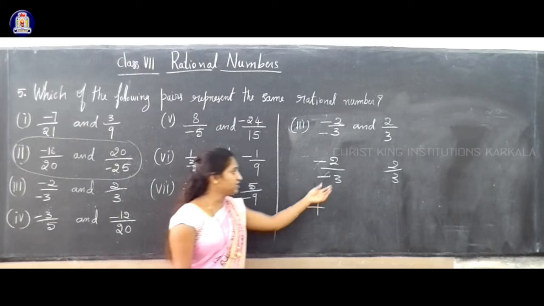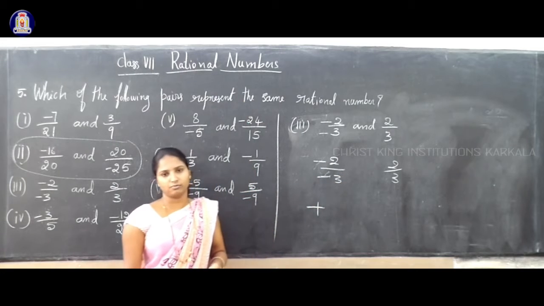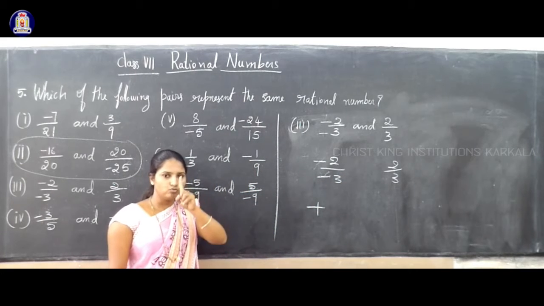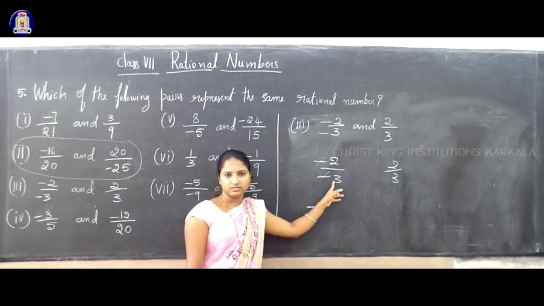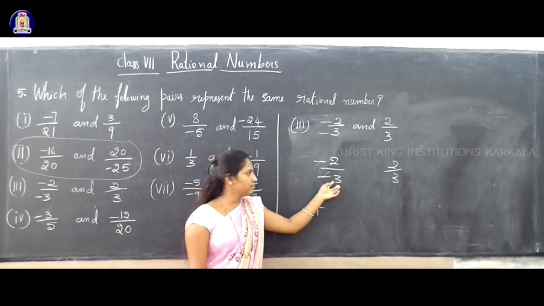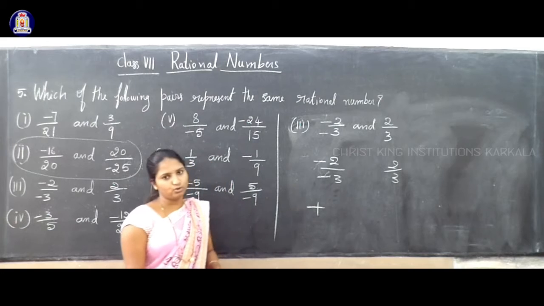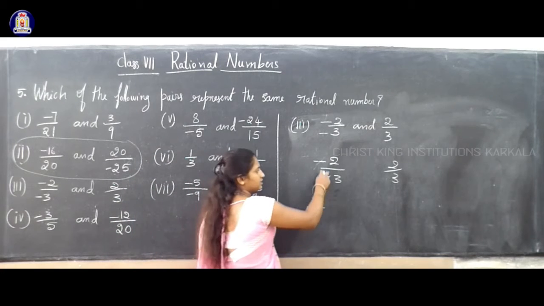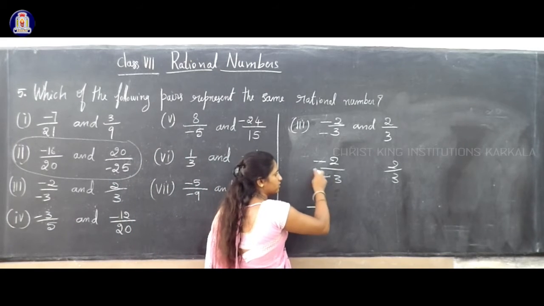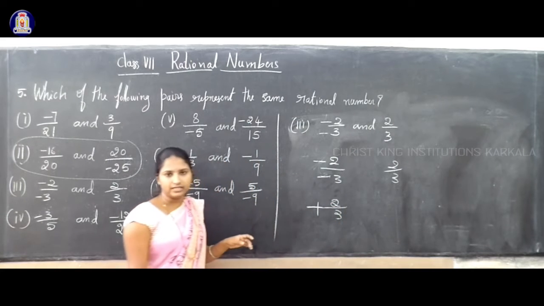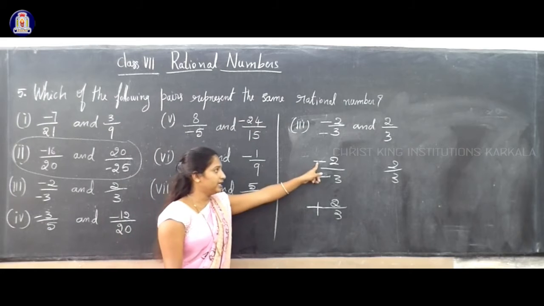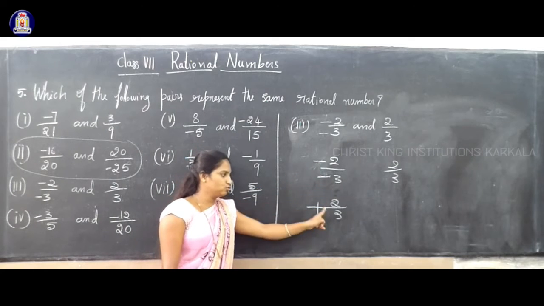Can you simplify this? Can you write the simplest form of 2 by 3? It's not possible, isn't it? Only one divides both 2 and 3. Does any other number divide both 2 and 3? No. 2 and 3 are prime numbers, so it is not divisible. So the answer is 2 by 3 only. It remains the same. The sign minus minus plus, 2 by 3.